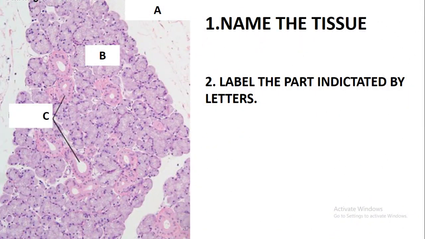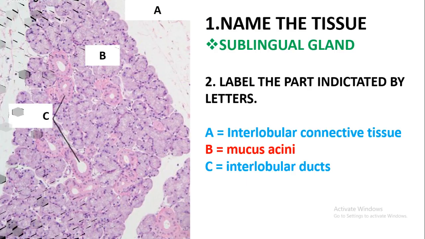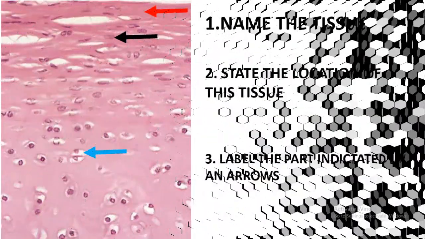The next question is name the tissue. So if you look at this tissue, this is a gland, and the gland is simply the sublingual gland. Label the part indicated by the letters. Letter A is just simply indicating the interlobular connective tissue. Then B is simply the mucous acini. C is simply the interlobular duct. Let's quickly move on and look at the next tissue.